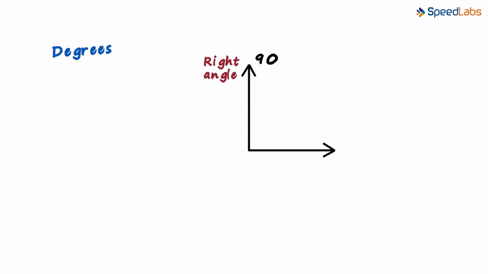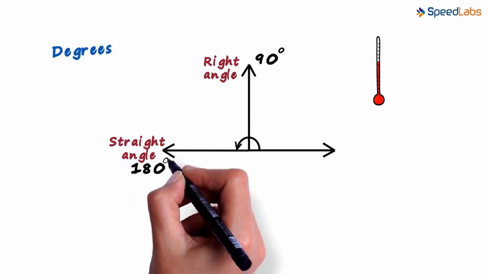One angle looks like this and it's called a right angle. It measures 90 degrees. This small circle after the number is used to denote degrees. And do not confuse this degrees with the degrees we use to measure temperature. They are two different things. And the second special angle is the angle which forms a straight line and is called a straight angle. And the measure of this angle is 180 degrees.